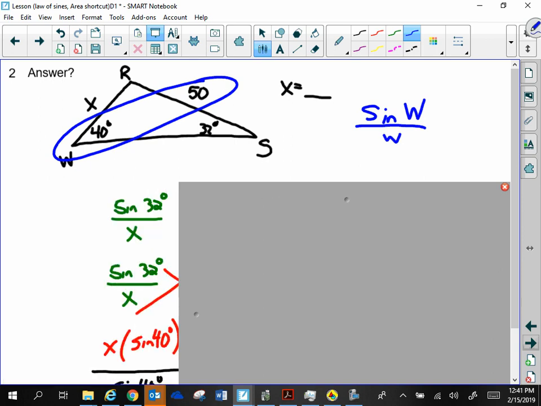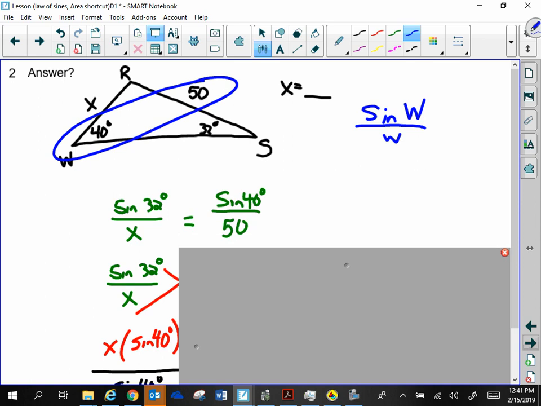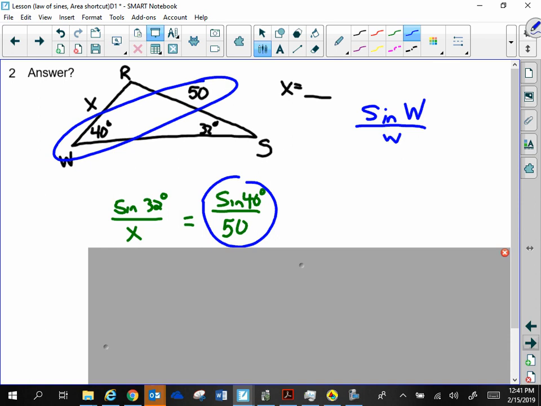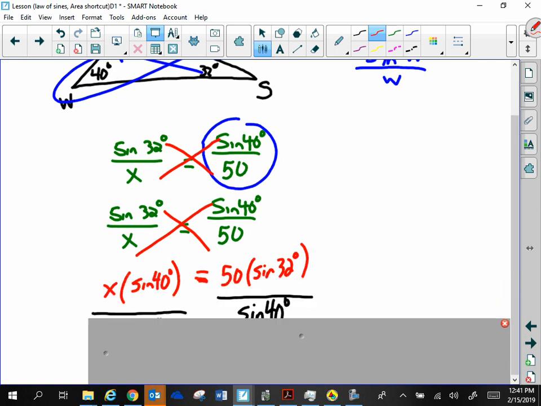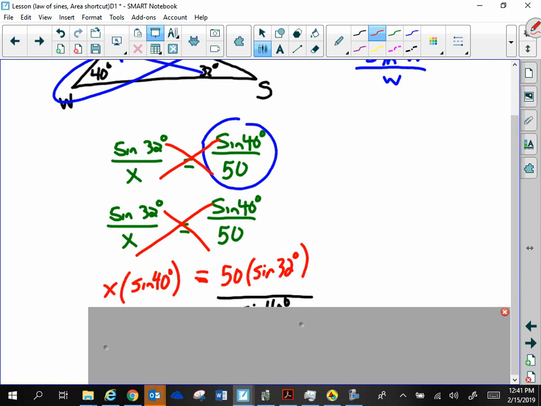So here's my first step. I have my set ratio right here, sine of 40 over 50. But what I'm going to have over here is the missing side, which is going to be my S side. I have this angle, sine of 32, but I don't have the side that's opposite of it. Well, we do have a proportion. We cross-multiply on these proportions, which I did on this step. I came up with x times the sine of 40 equals 50 times the sine of 32.